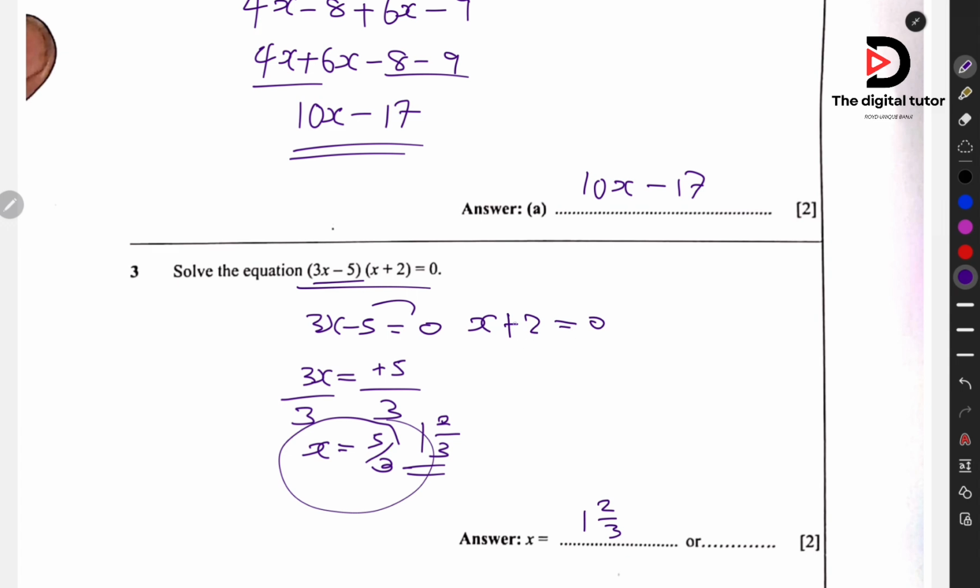That is one value of x. Then for this one, we just bring the 2 to the other side, and it will be negative 2. So the other value is negative 2.